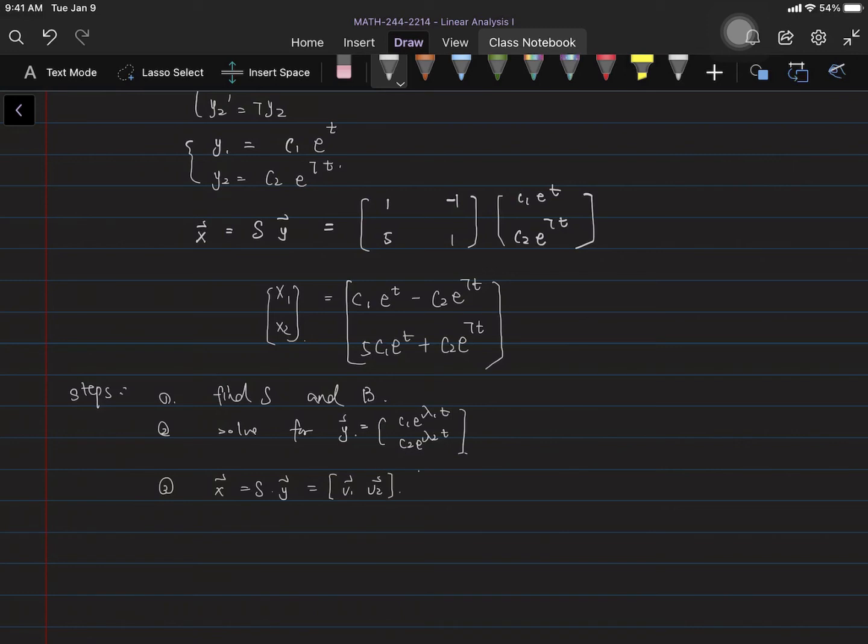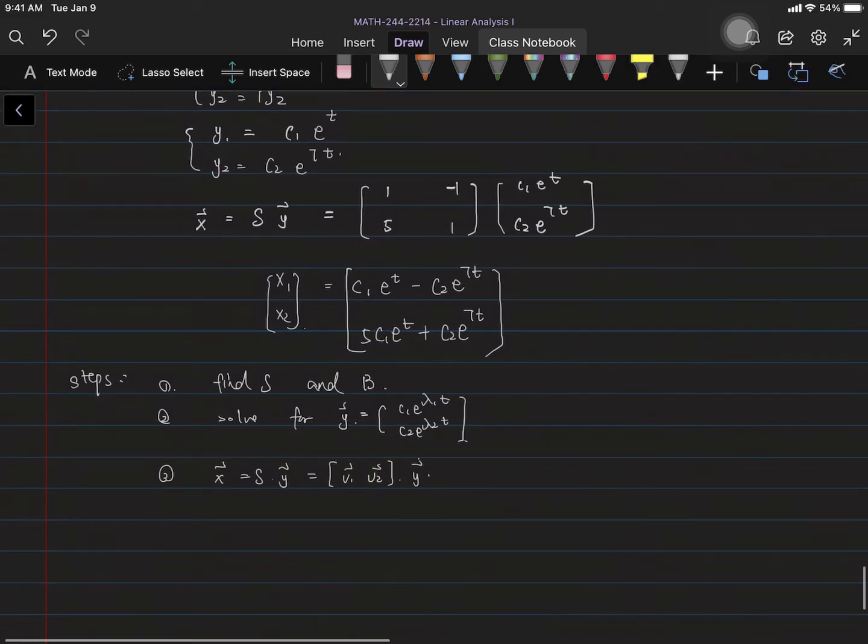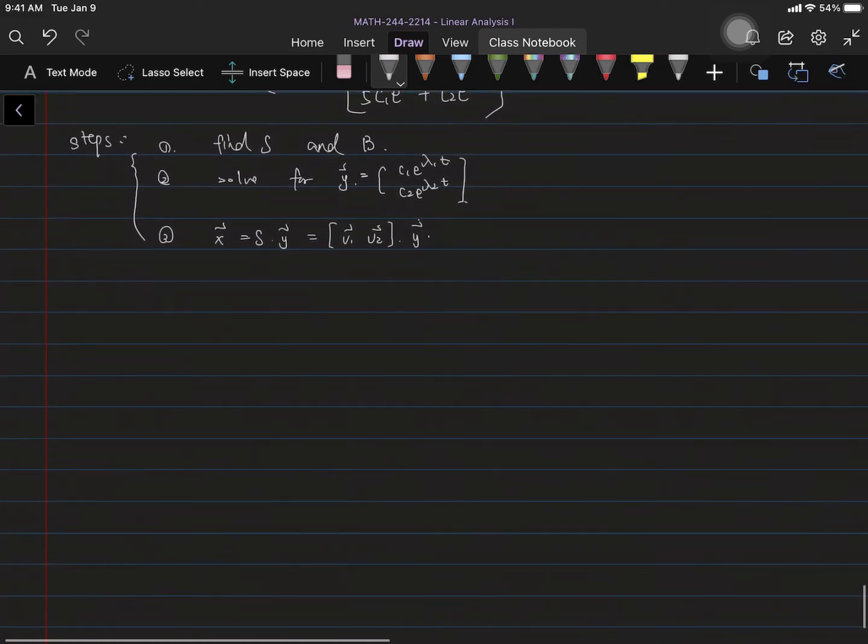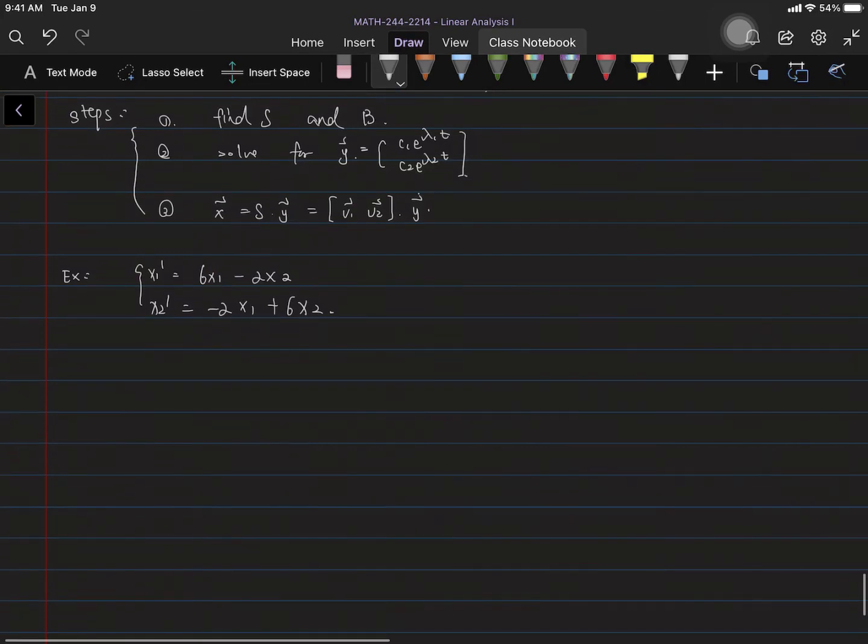Times y. Okay, that's the solution of linear system of differential equation. Now let's take a look at the exercise problem. Okay, I will give you the solution here, but you should try this by yourself.